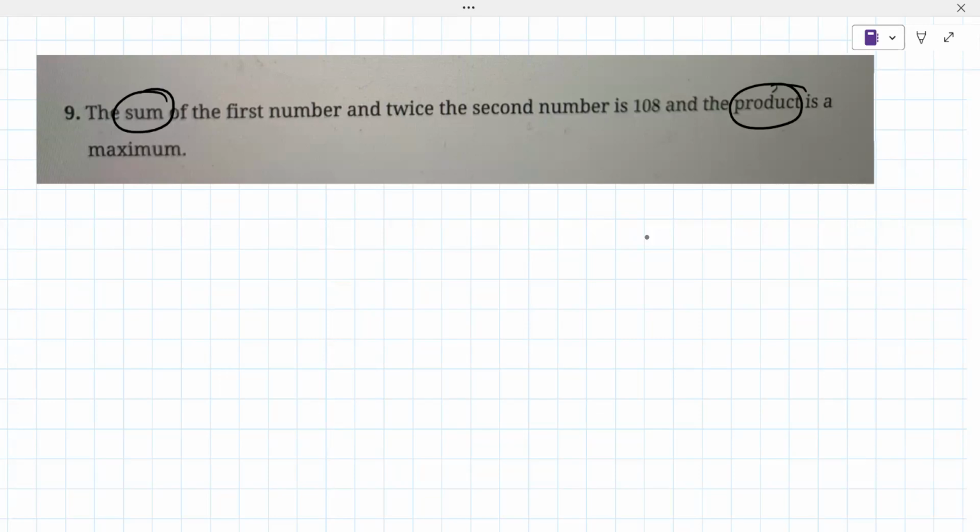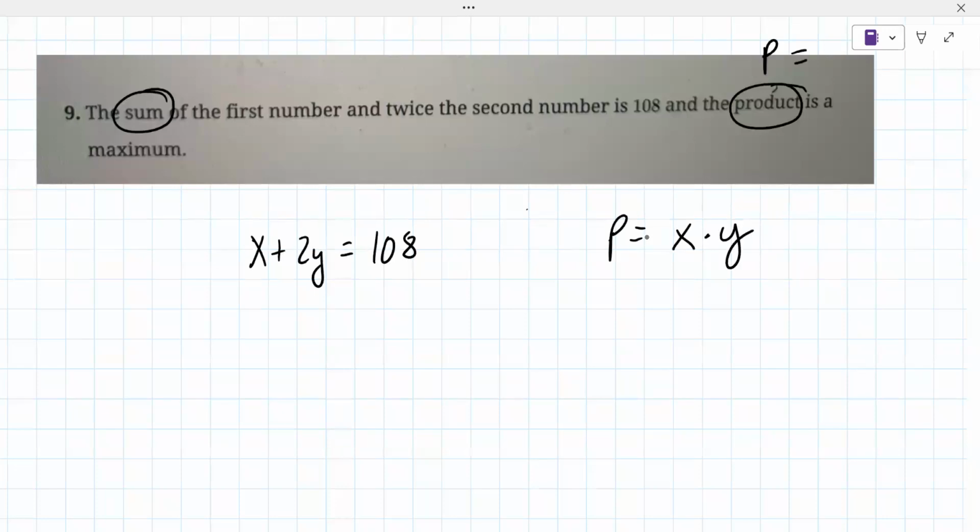X plus 2y equals 108. And then the second one, we just move the y to one side, right? Well, you got to write an equation, and I would just say P for product, P equals... Y equals 108 minus X over 2. We'll start with just the product. The product is X times Y. And that's what I meant by writing the two equations.